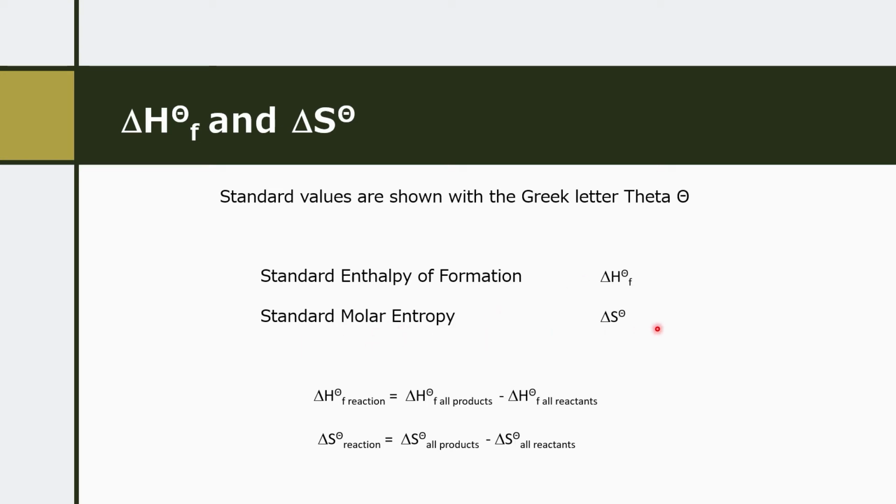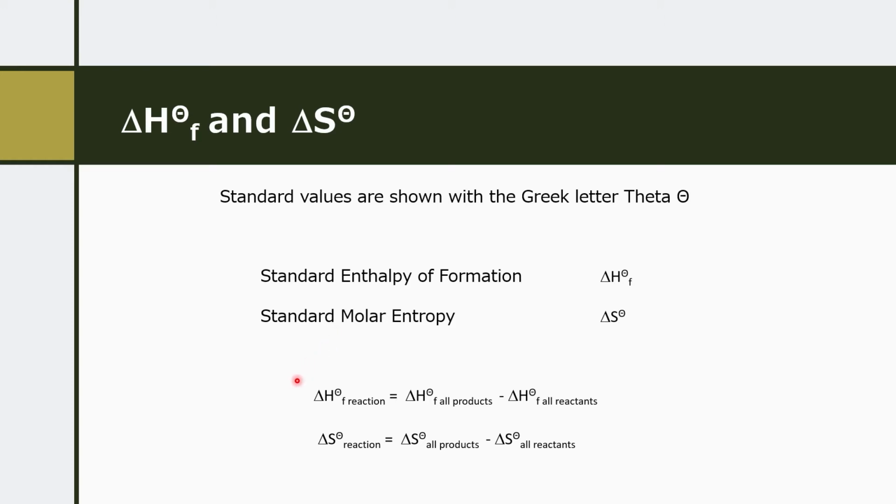We can also use or find data about the standard molar entropy. So the idea is for a given substance, what is its entropy if you had a mole of the substance under what we would call standard conditions. So in other words, 25 degrees Celsius.